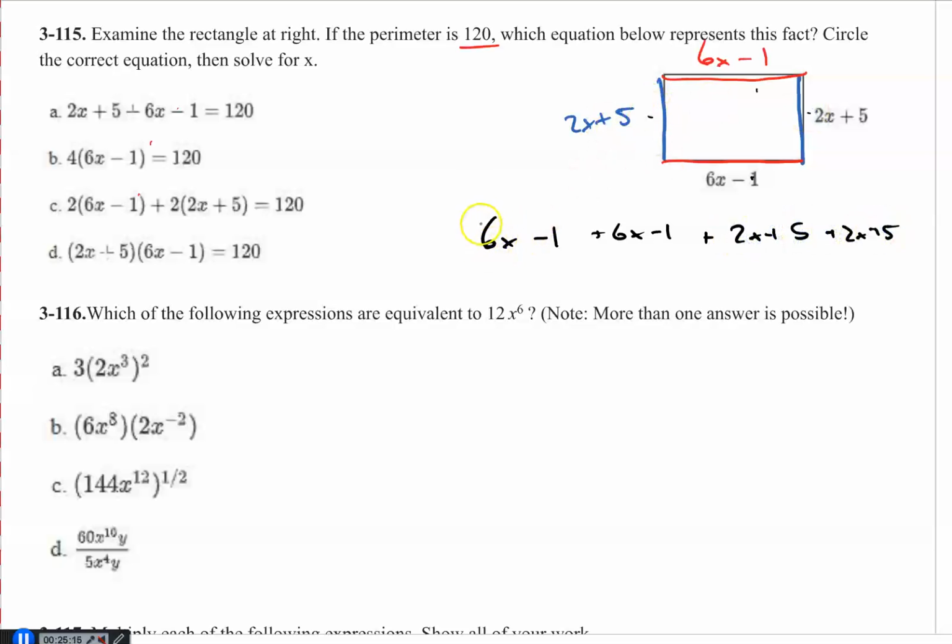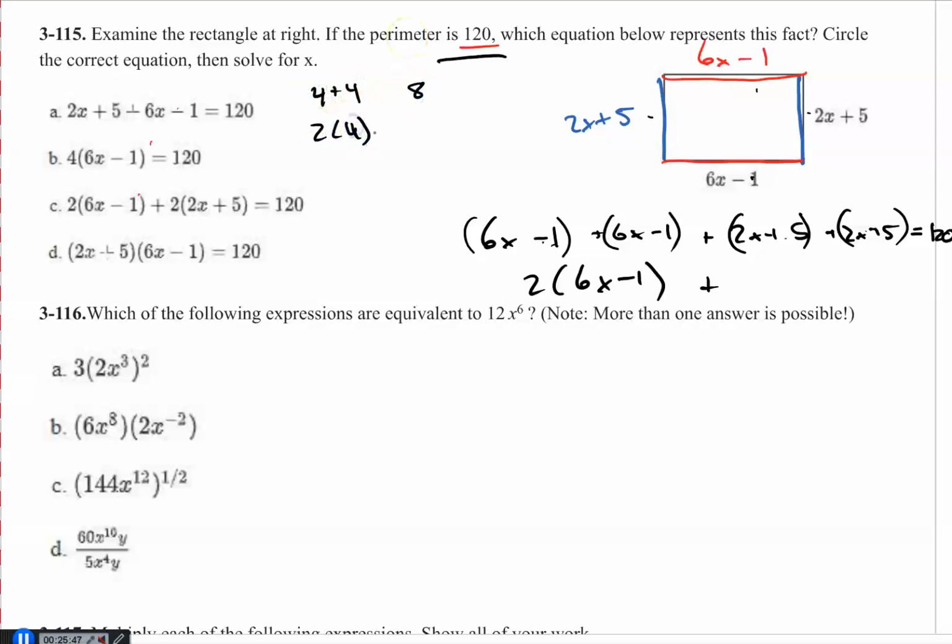It's adding those sides, so we added one side, two sides, three sides, four sides. And if you add everything up, it should add to 120. Okay, look, there's two of these. So instead of adding it twice, we can just say 2 times 6x minus 1. Plus, and this repeats 2 times, so instead of writing 4 plus 4, which is 8, you can write 2 times 4, right? So that's kind of the same idea I'm doing here. Instead of writing something plus itself, I'm writing 2 times that. Same for this, 2 times 2x plus 5, and that's equal to 120.